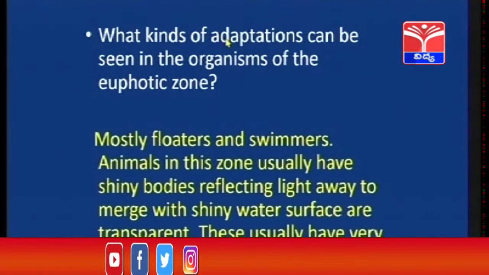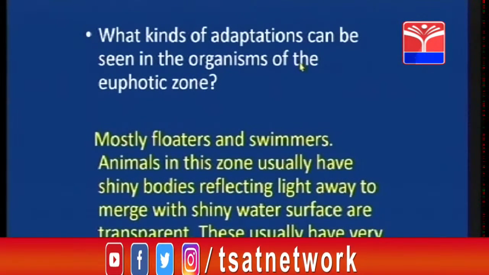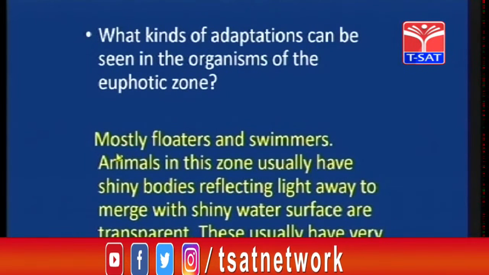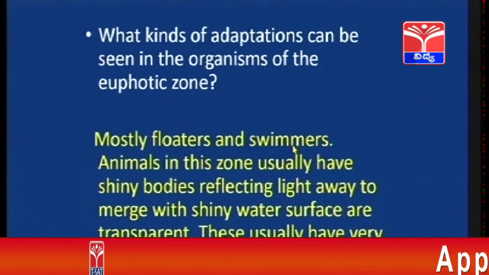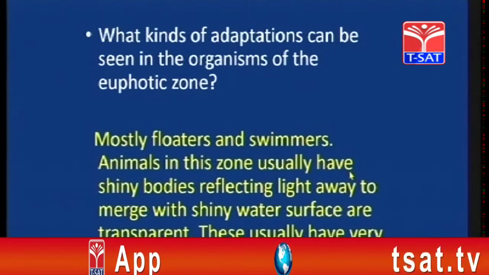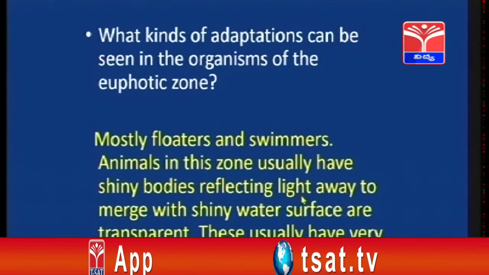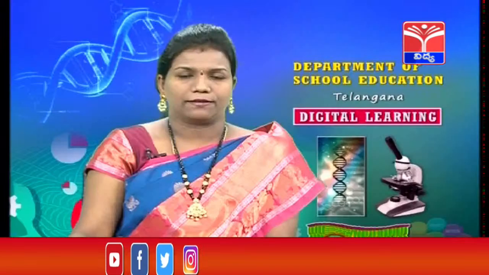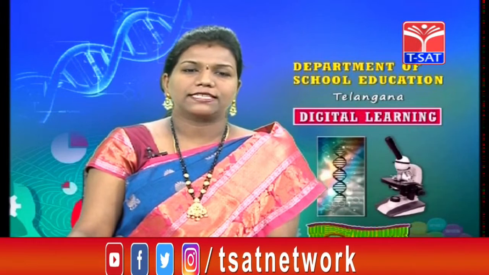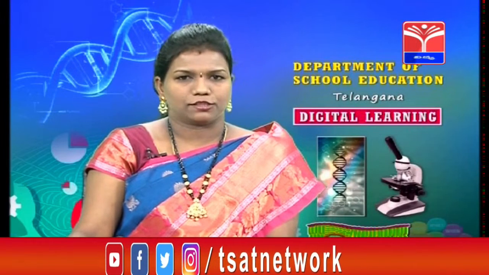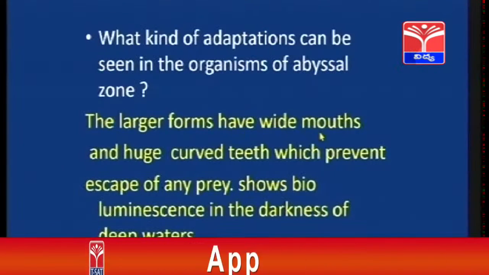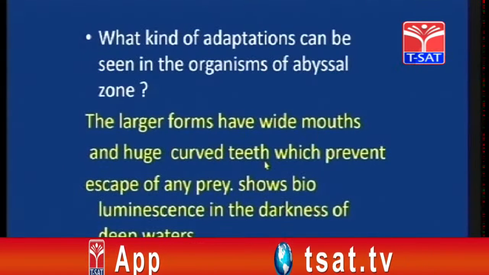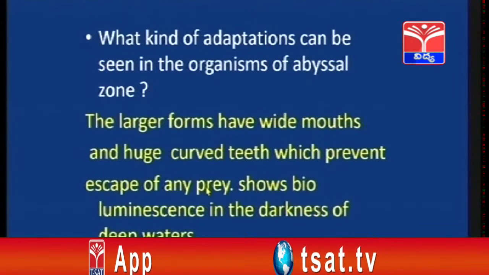So what kind of adaptations can be seen in the organisms of the euphotic zone? Yes, they are mostly floaters and swimmers. Animals in this zone usually have shiny bodies reflecting light away to merge with the shiny water surface, or are transparent. They usually have sharp vision. What kind of adaptations can be seen in the organisms of the abyssal zone? The larger forms have wide mouths and huge curved teeth, which prevent the escape of any prey, and show bioluminescence in the darkness of deep waters.